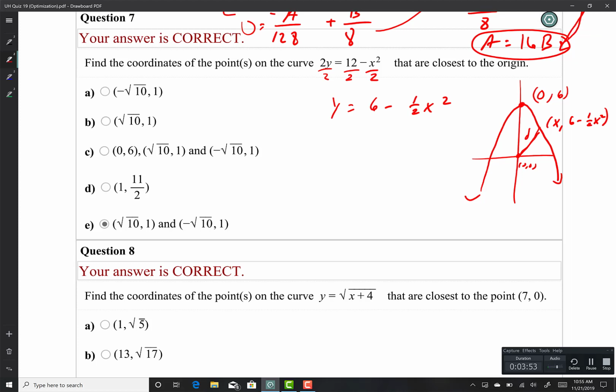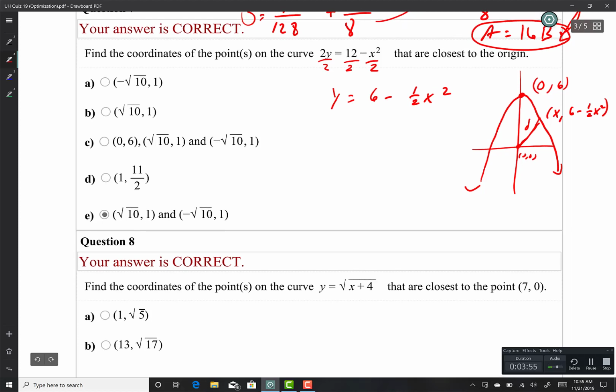All right, so next, here we go. This is what I want to maximize or minimize, so this is what I'm going to take a derivative of. So let's see.